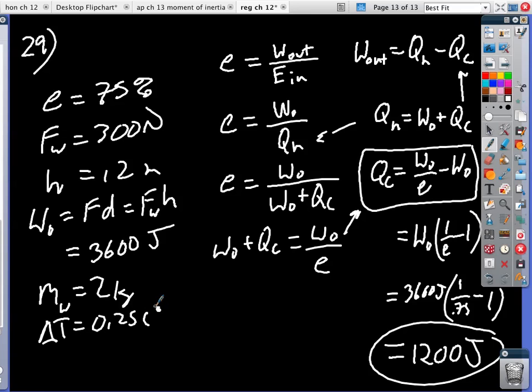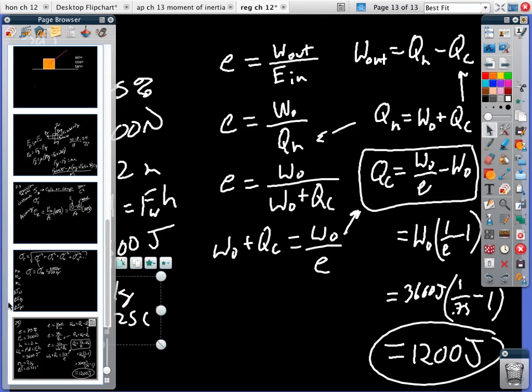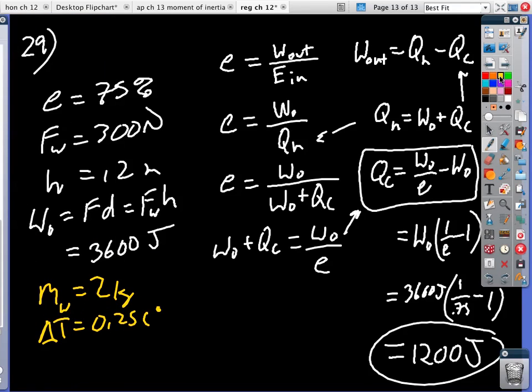So all we have to do is find out how much of that heat stayed in the block of metal. That's just going to be Q is equal to mc delta T. And then we will take that and subtract it from this. So what we're going to get is QC2 is going to be equal to QC minus Q.